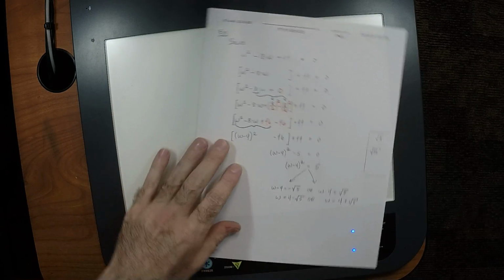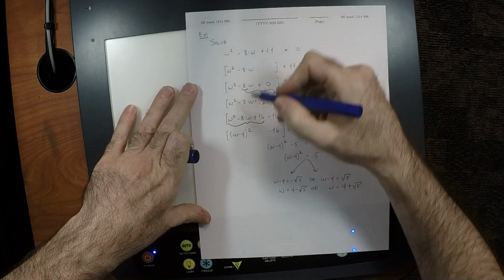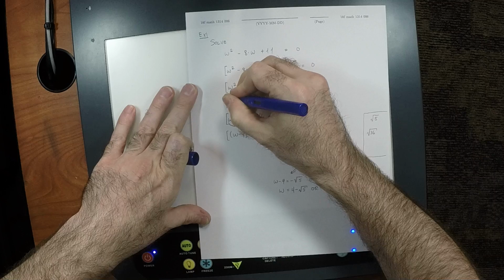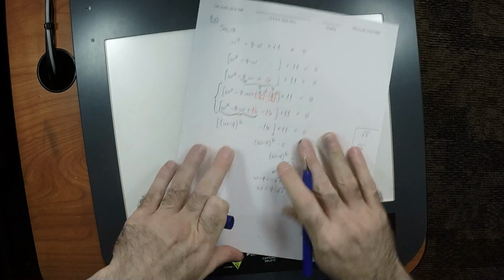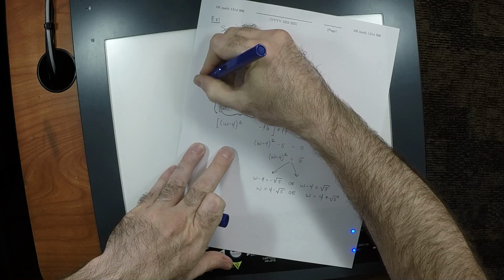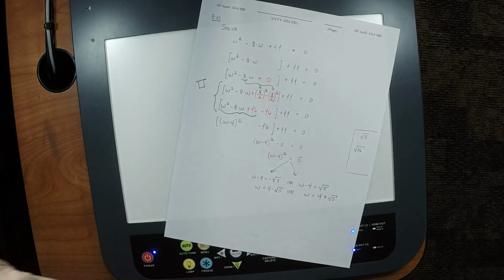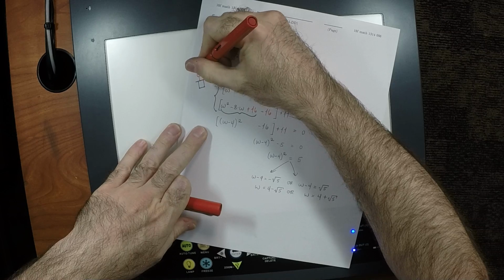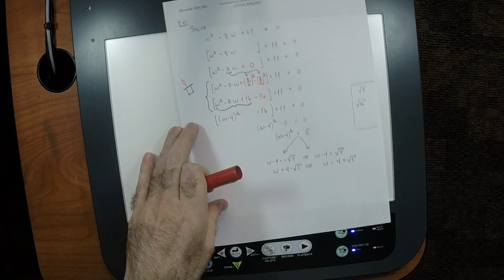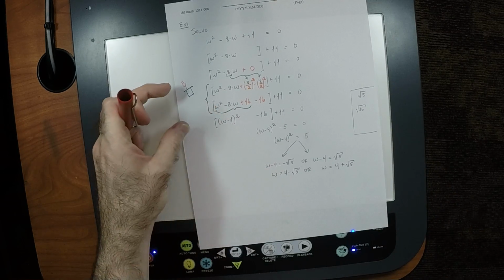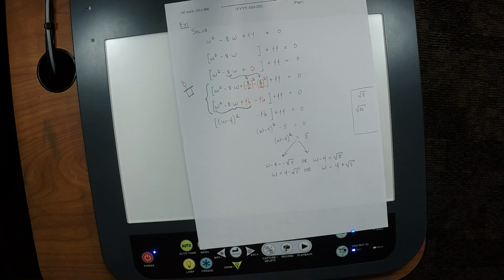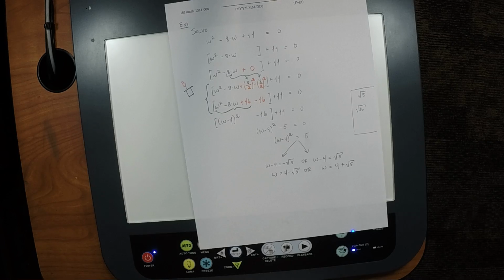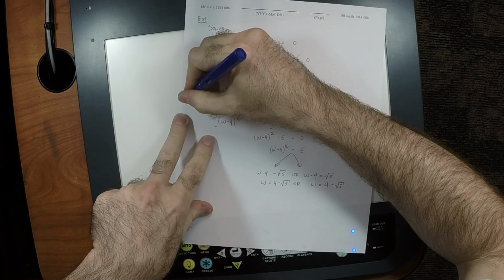Basically these steps right here are where I pulled the rabbit out of the hat. These steps right here, that's pulling the rabbit out of the hat, but this has a name. Doing this, does anyone know its name? Completing the square. Complete the square.